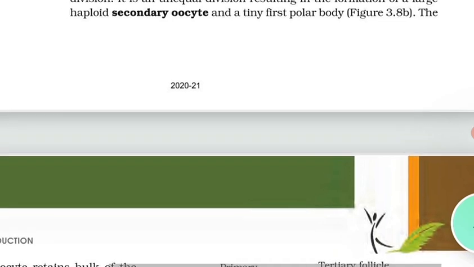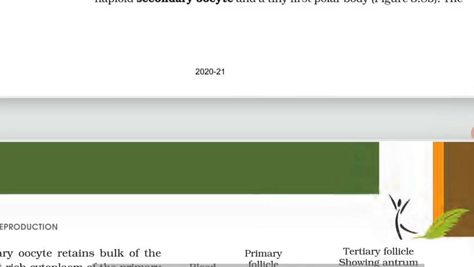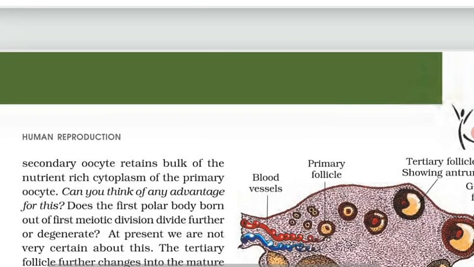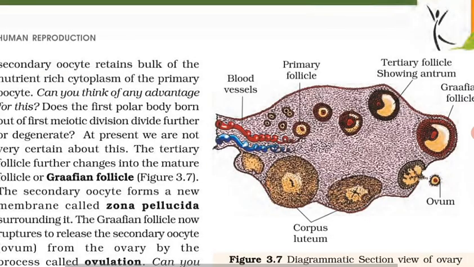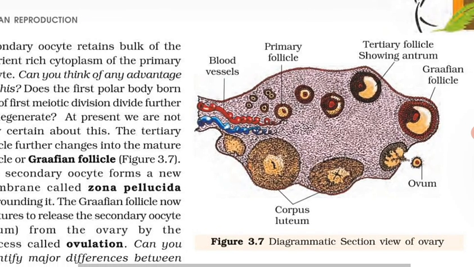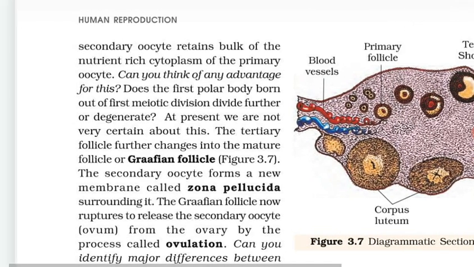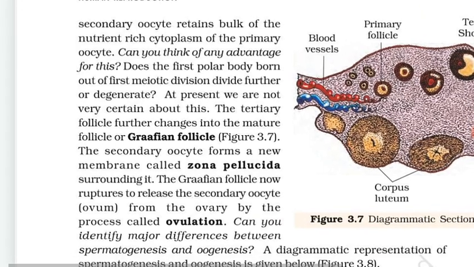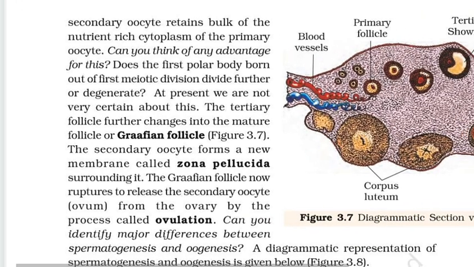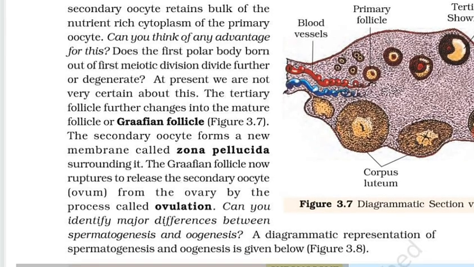The Graafian follicle now ruptures to release the secondary oocyte, that is ovum, from the ovary by the process called ovulation. The secondary oocyte forms a new membrane called zona pellucida surrounding it. Can you identify the major difference between spermatogenesis and oogenesis?